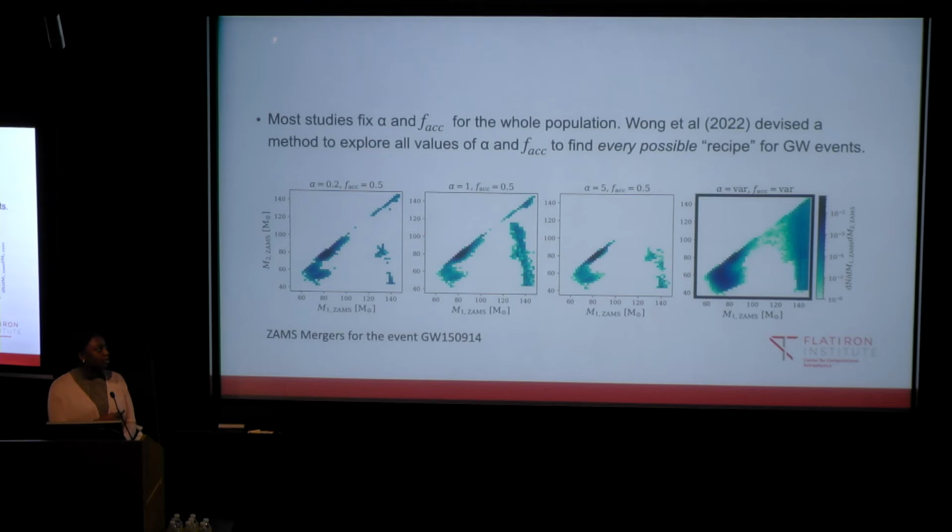And here on the screen, you're seeing a simulated population for GW 150914. These are zero-age main sequence mergers for this event. On our x-axis, we have our primary masses in solar masses. And then on our y, we have our secondary masses. At the top of each plot, we have both of our variables. We let alpha take on 3 different values, and then we let FAC stay fixed. But then in the last plot, we let both variables vary because, again, we want to find every possible recipe for these mergers. And also, what you're seeing in that color bar is our count density.